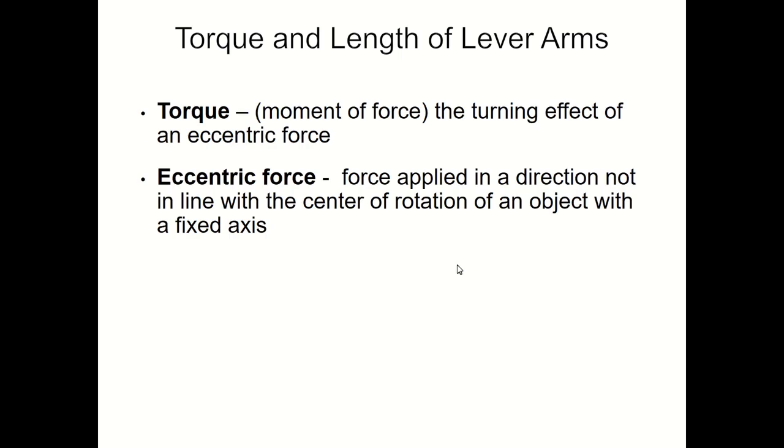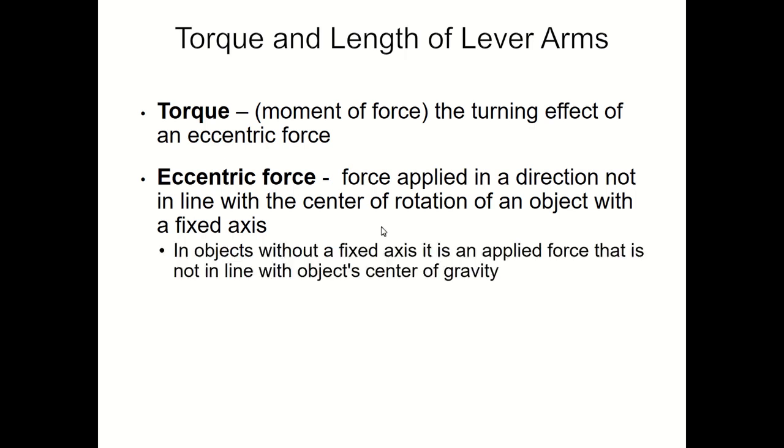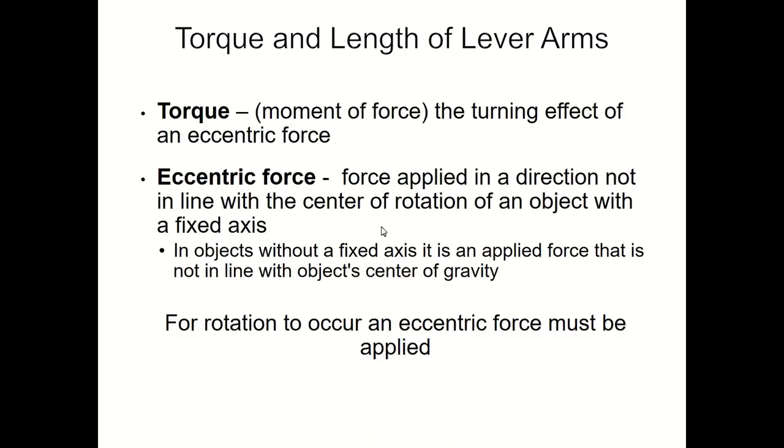So, torque, which you would have read about in chapter 3, and I hope made sense to you, is the moment of force or the turning effect of an eccentric force around an axis. And when we talk about an eccentric force, it's the force applied in a direction that is not in line with the center of rotation of an object with a fixed axis. In objects without a fixed axis, though, it's the applied force that is not in line with the object's center of gravity. So for rotation to occur around a joint, an eccentric force must be applied.